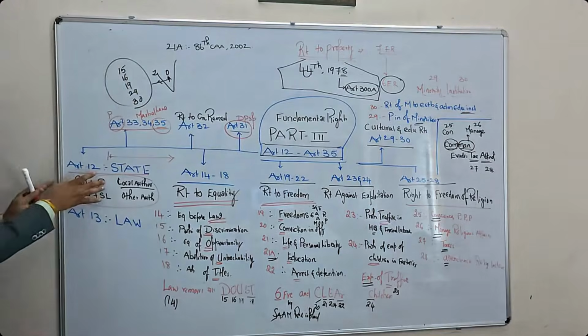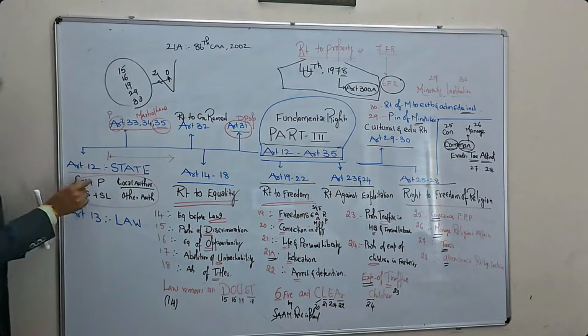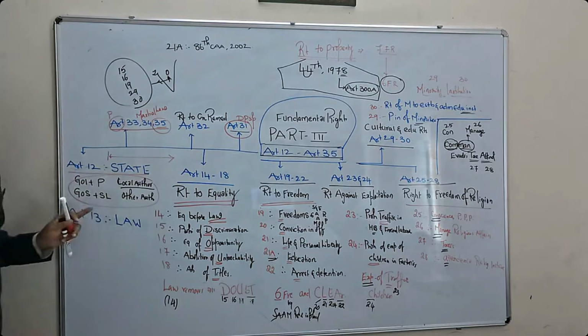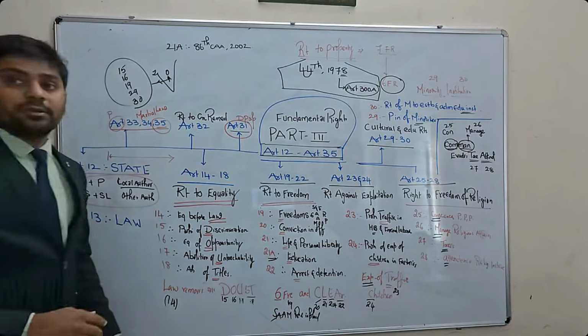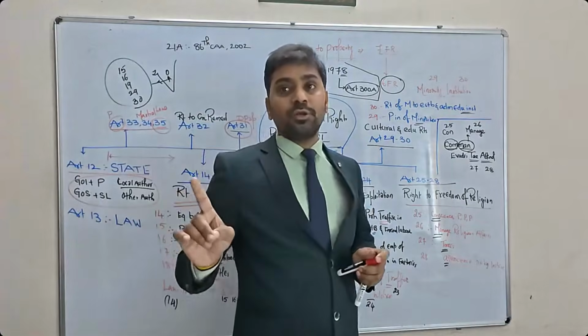So if I say "state" narrowly, another institution could come and take away fundamental rights, and that would be a problem. If I give a narrow interpretation, what about the other institutions? If they take away the rights, that is going to be a problem. So state has to be given a wider interpretation, and state has been given a wider interpretation. That is one thing you have to understand.